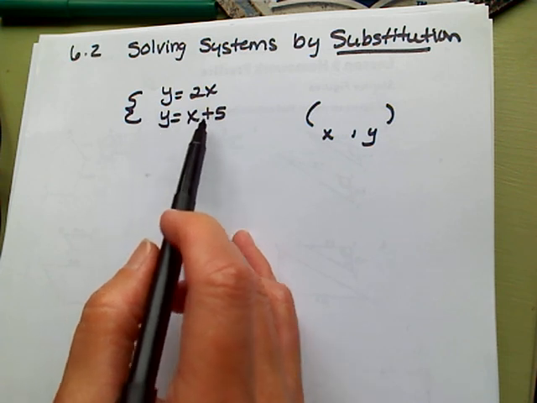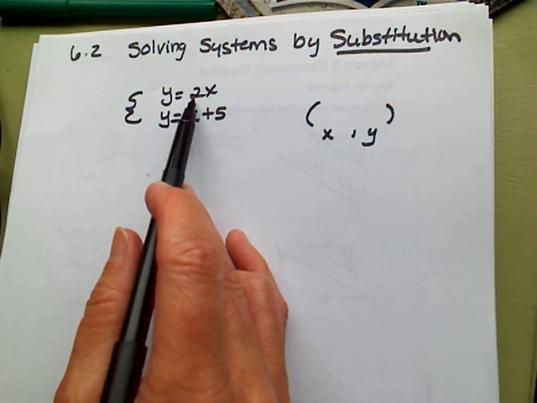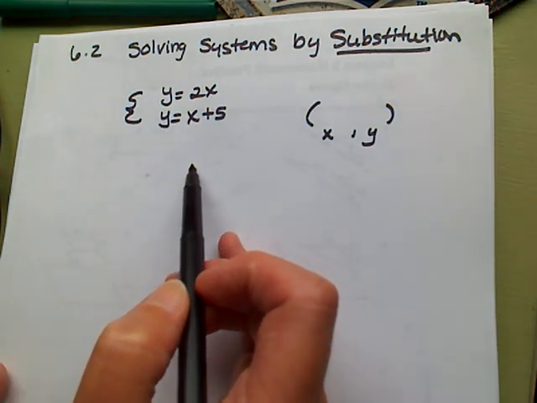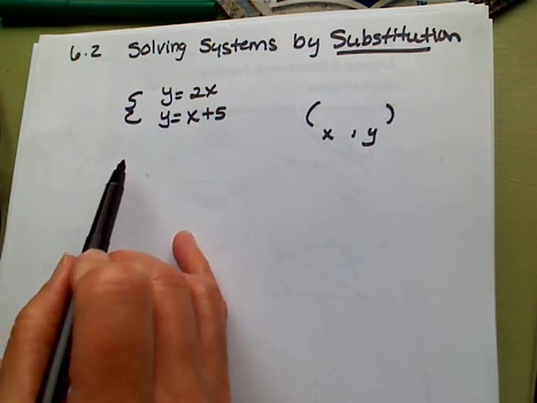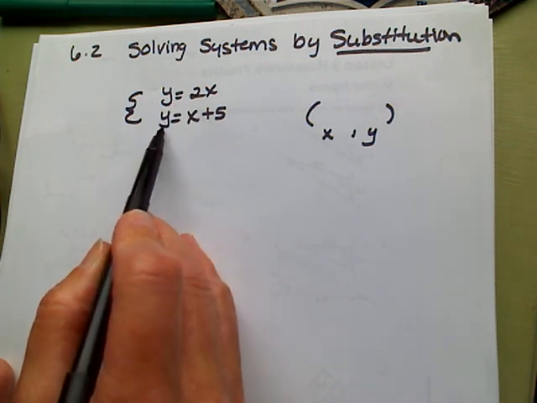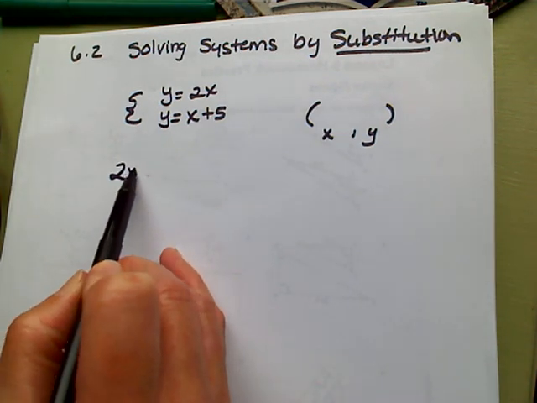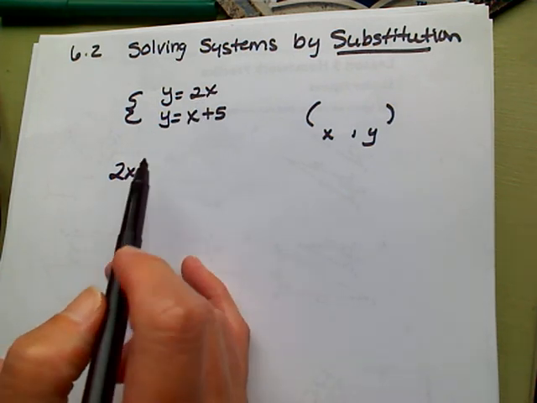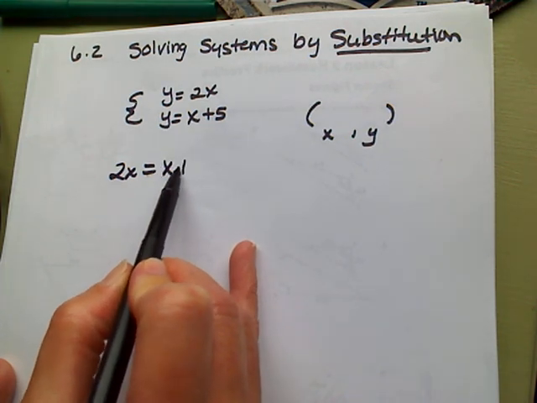So I'm going to substitute. I know what y is for both of these. I know that y is 2x and y is x plus 5. So I can use either one of these equations to substitute because I need to find the value of x. So I'm going to substitute y as 2x. Instead of writing y, I'm going to write 2x. I'm substituting this y for that value of y of 2x, and then I'm going to finish writing out this equation, x plus 5.